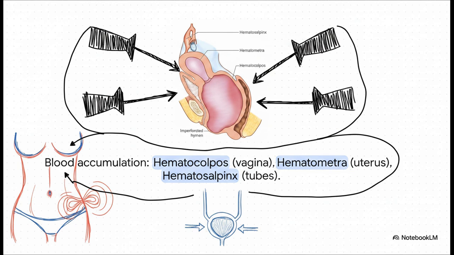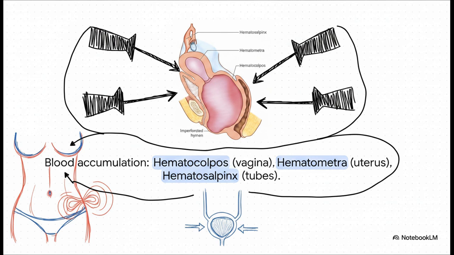As that blood collects month after month, it first fills up and stretches the vagina. We call that hematocolpus. Then it starts backing up into the uterus. That's hematometra. And in really severe, late cases, it can even spill into the fallopian tubes, causing a hematosalpinx. This collection of blood is what creates that suprapubic mass you can feel, and it's what's causing all that pain. You can also see how this massively swollen vagina can press on the urethra, which is why she might have trouble peeing.